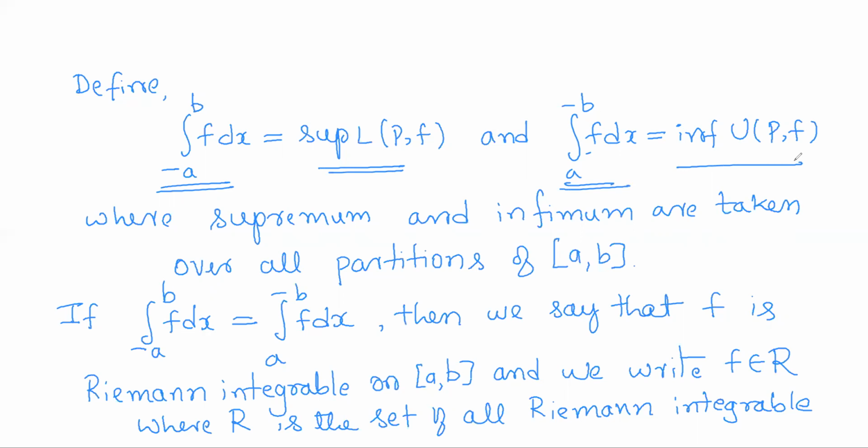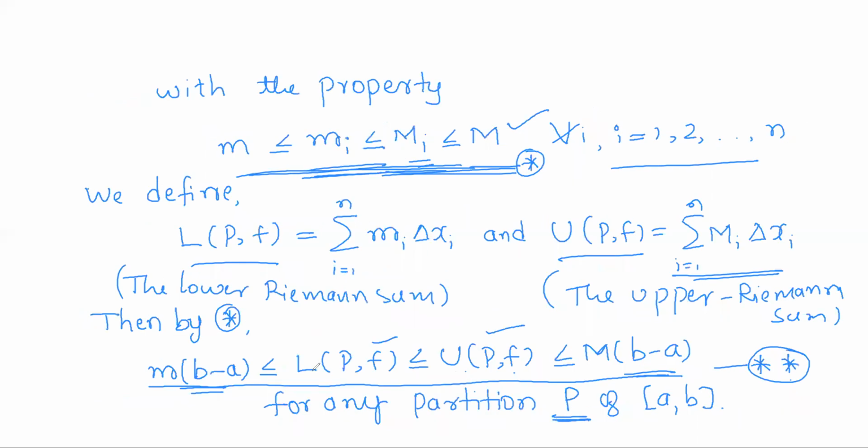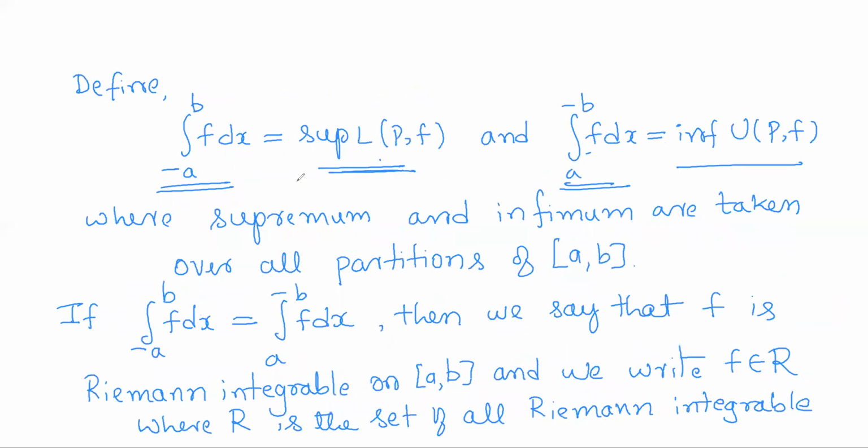So observe here. For any partition P, L(P,f) is always less than or equal to M into (b minus a). What that means is, if we collect all lower Riemann sums as P varies over all partitions, it is bounded above by M into (b minus a). So it forms a non-empty set of real numbers bounded above. So their supremum exists, and that supremum is taken as the lower Riemann integral.